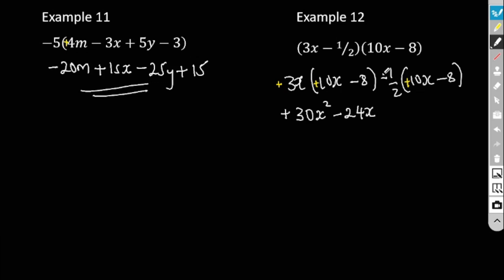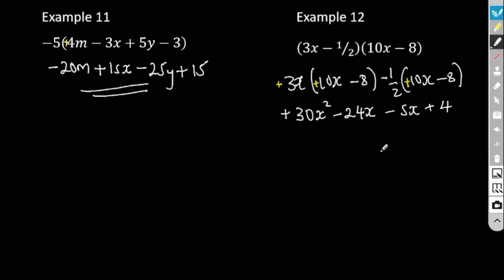Then we take this negative times this positive to give us a negative. Then 1/2 times 10x is going to give us 5x. Then you have to take this negative times this negative to get a positive. Then 1/2 times 8 is going to give us a 4.